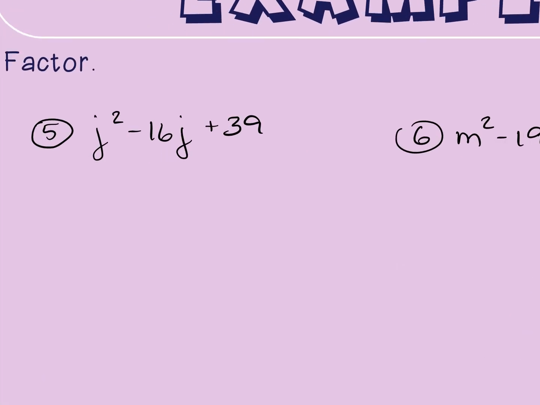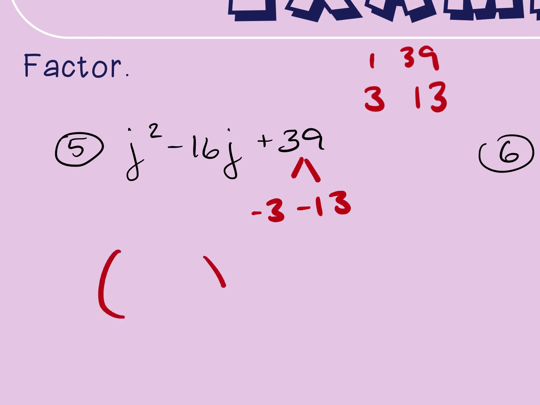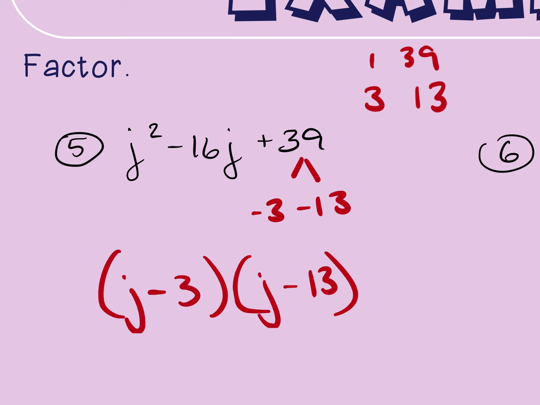All right, so let's look at 5. So I need 2 factors of 39 that add to negative 16. So let's see, I have 1 and 39. That doesn't work. 2 is not a factor. 3 and 13. Does that work? Yeah, but what do our signs have to be? Both of them? Yeah. Negative 3 and negative 13. So what goes into the parentheses? J minus 3 and J minus 13.